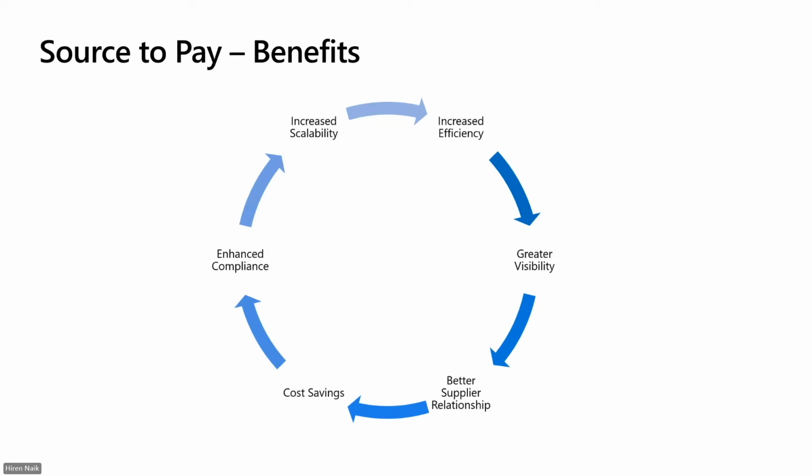Enhance compliance. A technology solution can help to enforce compliance with procurement policies, reduce the risk of fraud, and provide an audit trail for regulatory compliance. Increase scale as an organization grows and their procurement needs increase. Dynamics 365 is a scalable platform that can accommodate larger volumes of transactions and adapt to changing business requirements.